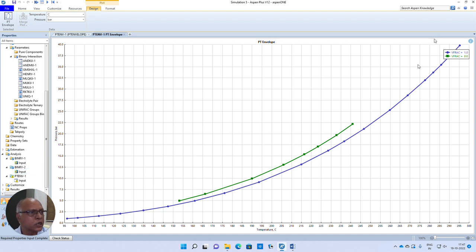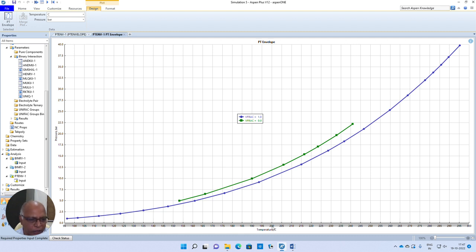So what do these two curves indicate? Remember, I have given 50% MEK and 50% toluene. So the blue line is going to indicate vapor fraction of 1 and the green line is going to indicate vapor fraction of 0. So as long as this composition is concerned, for example, if I start with 190 degrees or 200 degrees centigrade, now what is this pressure going to indicate? For this particular composition, the blue one corresponds to vapor fraction of 1. So as a result, this will be the dew point pressure. And the green one corresponds to the bubble point pressure.